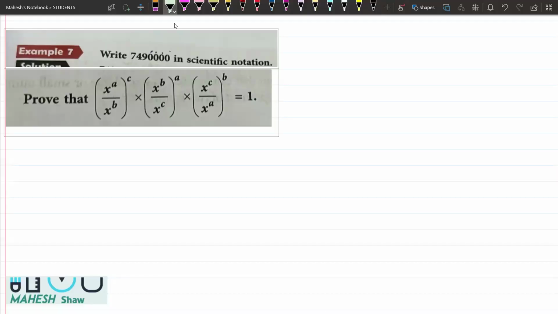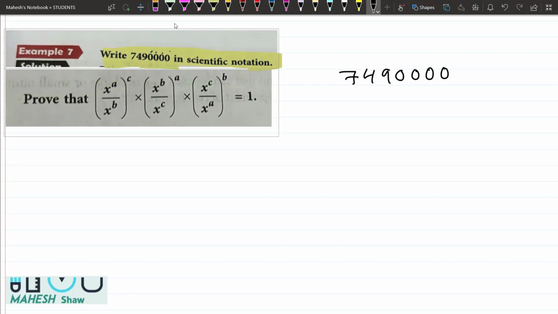In this video, I'm going to solve two questions from the chapter Exponents and Powers, class 8. The first question says that we have to write this in scientific notation. So first we'll write the number. It is 7, 4, 9, followed by 1, 2, 3, 4 zeros, right?